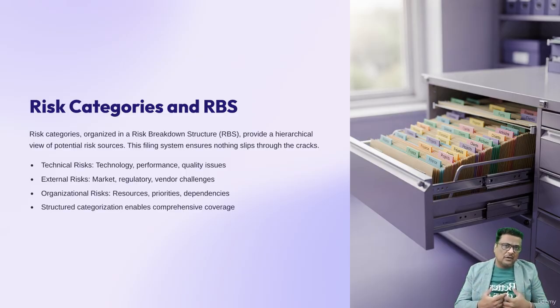We might have a drawer for technical risks, one for external risks, and one for organizational risks. Without these categories, your risk list usually just becomes a big, messy pile of stuff that's hard to manage. Think of it like organizing your kitchen. If you put all the spices in one cabinet, all the pots in another, and all the snacks in a third, you can find exactly what you need in a heartbeat. The RBS does that for your project uncertainty.